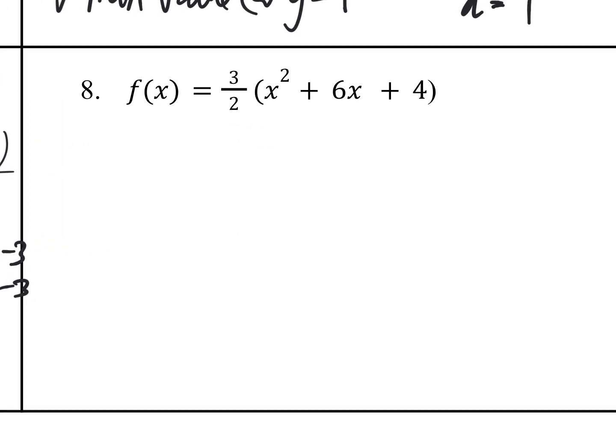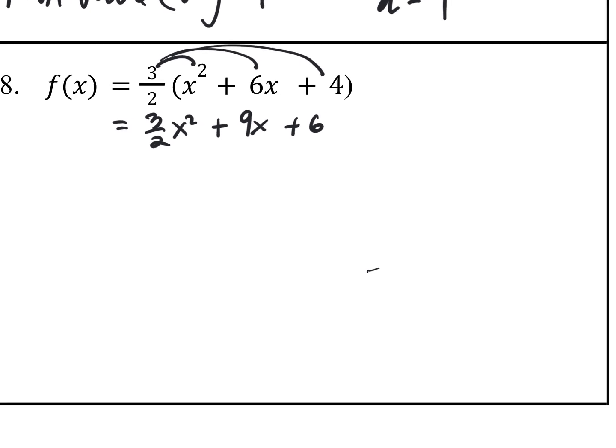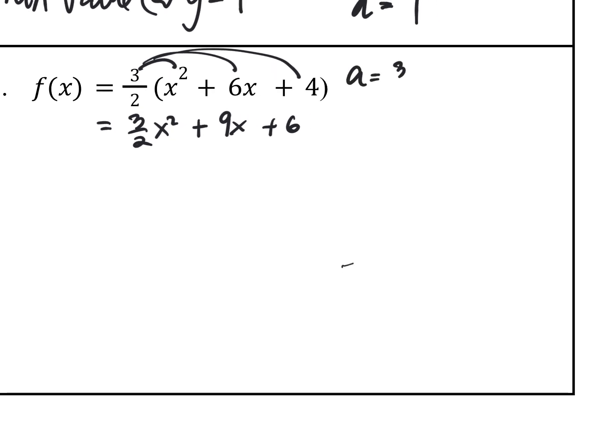Okay, last, number 8. In this case, what I'm going to do is multiply. I'm going to distribute all of this to this. So our function here is now going to give you 3 over 2 x squared plus 18 divided by 2 is going to give you 9x, and then plus 6. So here it's going to tell me that my a is 3 over 2, my b is equal to 9, and my c is equal to 6.